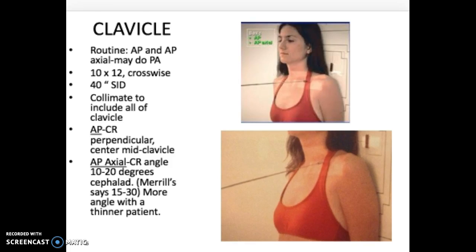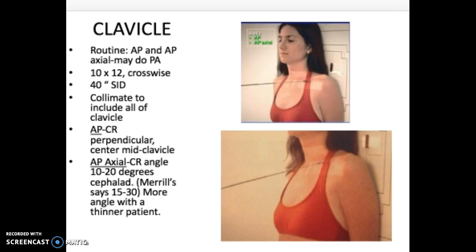Routine clavicle is AP and AP axial. You could do it PA, but most of the time it's done AP. So the top view is a perpendicular central ray, and the bottom picture is the axial. Your degree of angulation is going to be 10 to 20 degrees cephalad, depending on your patient's body habitus. So if you have a thinner patient, it's going to be a little bit more steep of an angle, and a heavier patient, more shallow angle.